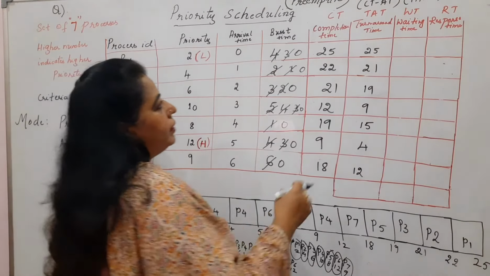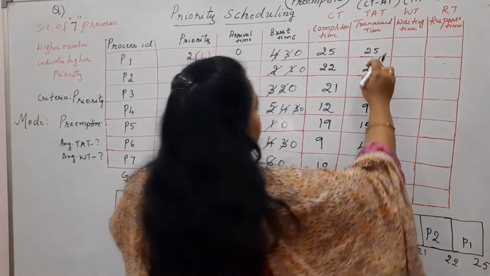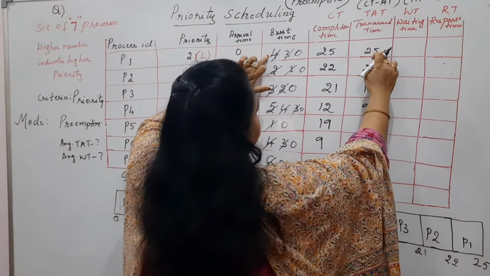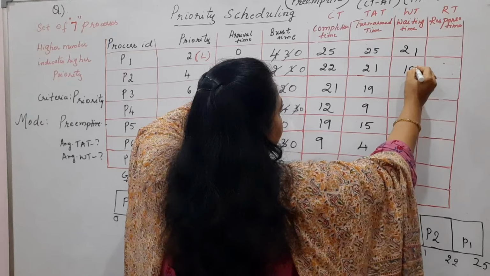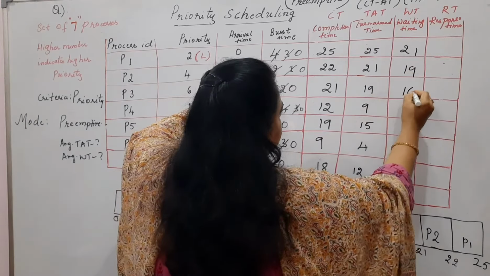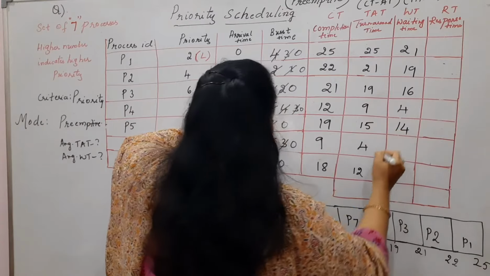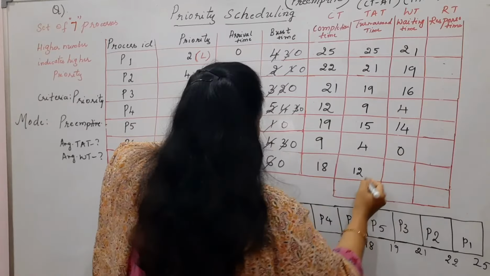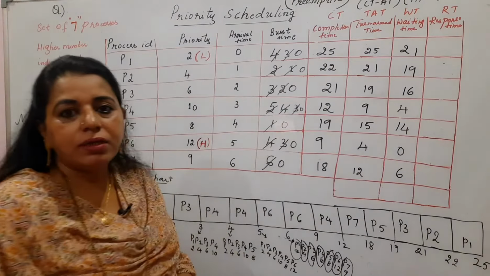Now you have to calculate the waiting time. So waiting time is equal to turnaround time minus burst time. 25 minus 4, 21. 21 minus 2, 19. 19 minus 3, 16. 9 minus 5, 4. 15 minus 1, 14. 4 minus 4, 0. 12 minus 6, 6. So these values you got.